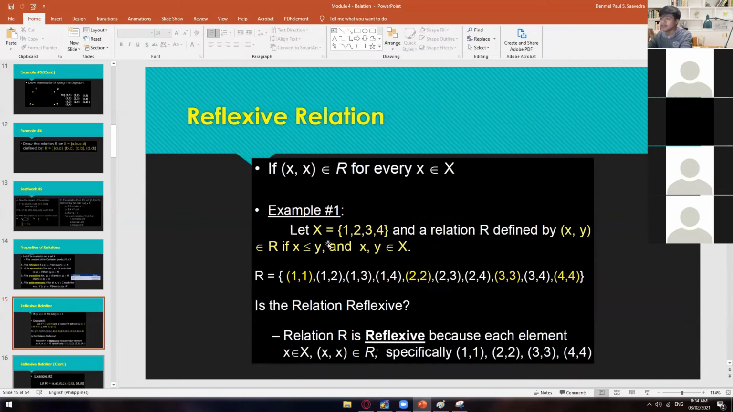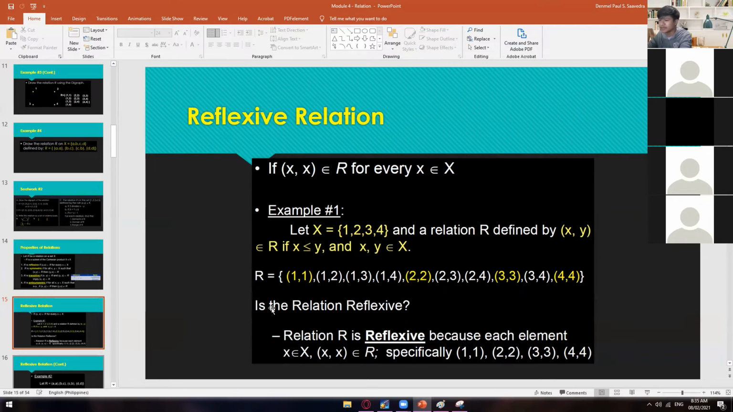All right, so let's start with the reflexive relation. As I mentioned a while ago, if we have the elements 1, 2, 3, 4, then you should have 1, 1, 2, 2, 3, 3, and then 4, 4. You can just disregard the others. As long as you have those, then you can say that this relation is reflexive.